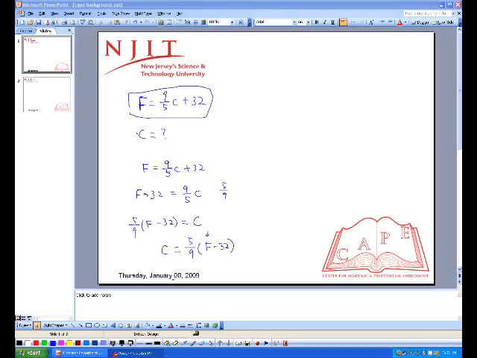Okay, so this is all there is to the temperature conversion formula.